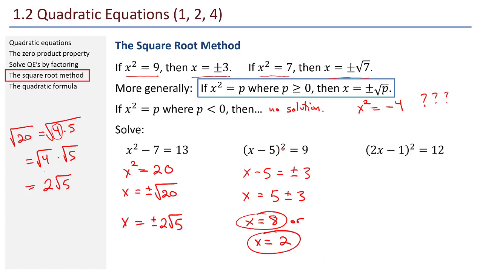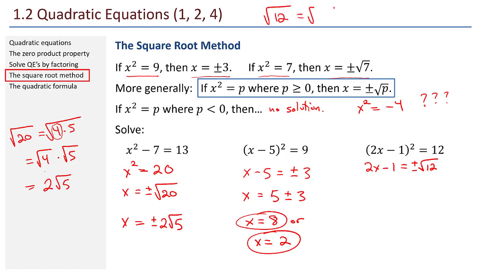Same idea with the third equation. Don't expand this out. Instead, take the square root of both sides. And I find 2x minus 1 equals plus or minus the square root of 12. Now, the square root of 12 can be simplified further. Do you see how it simplifies? Can you do it before I do?